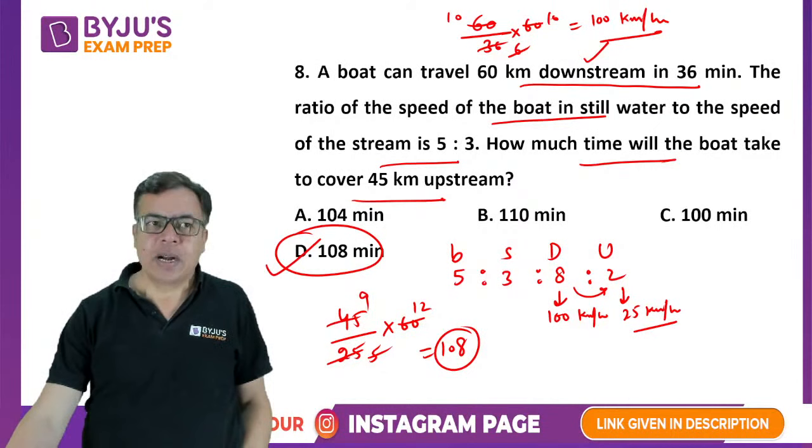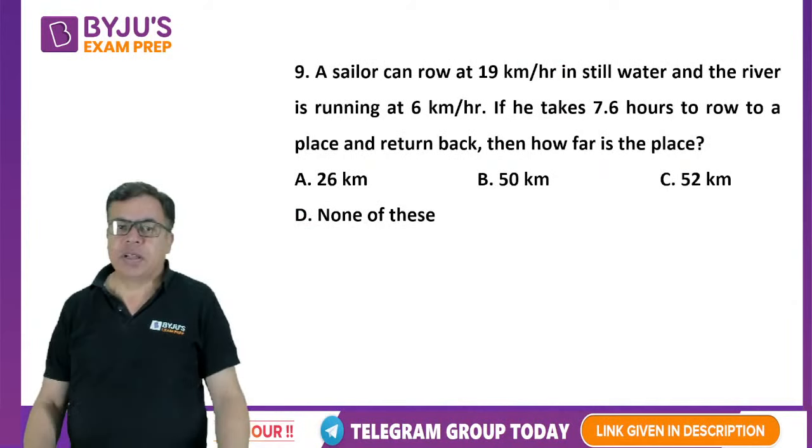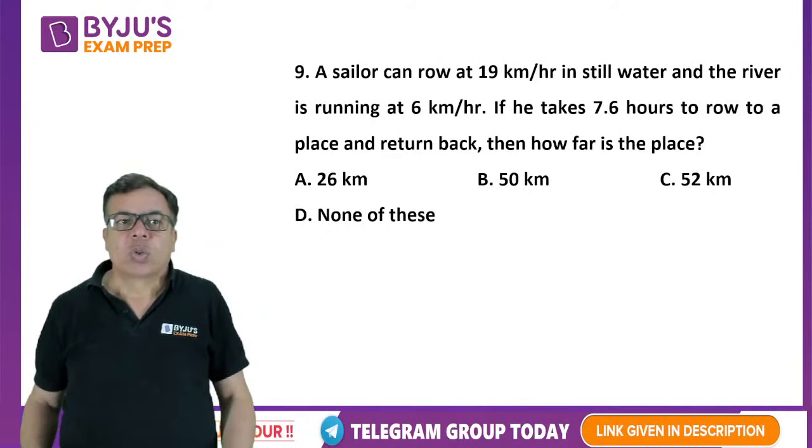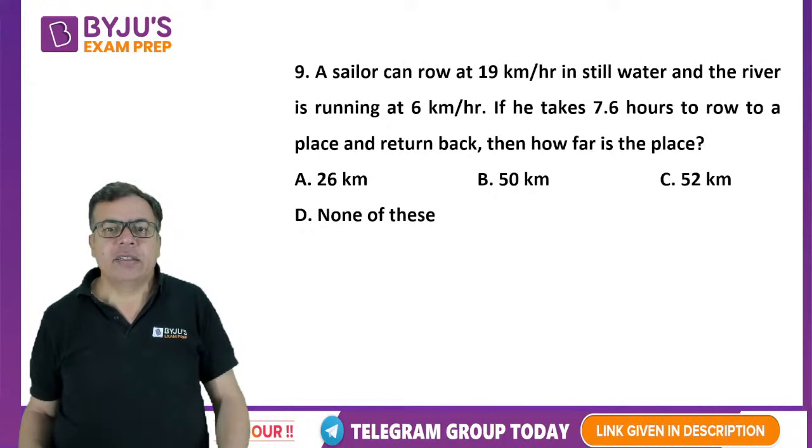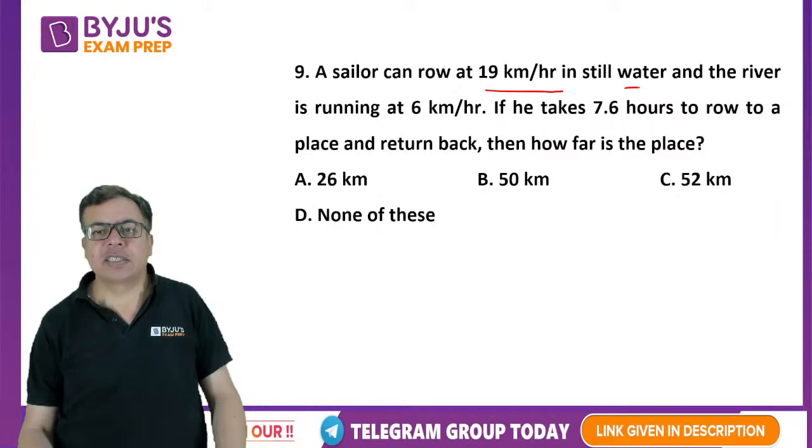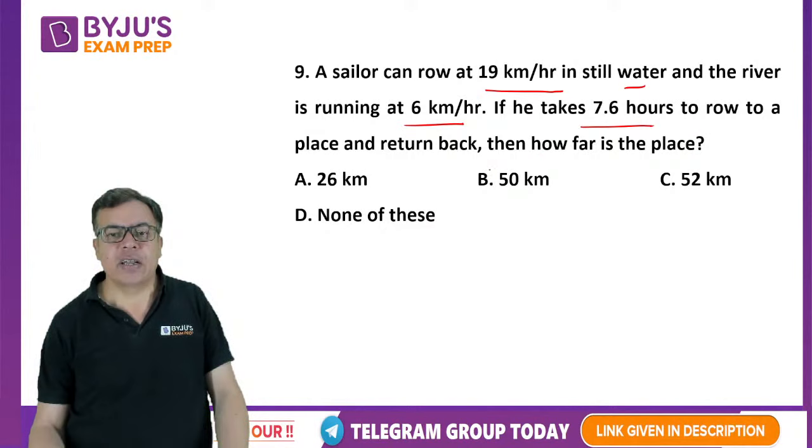Let's move to the next one. Right, this question I think you can answer very quickly. Okay, a sailor can row at 19 kilometer per hour in still water and the river is running at 6. If he takes 7.6 hours to row to a place and return back, then how far is the place?